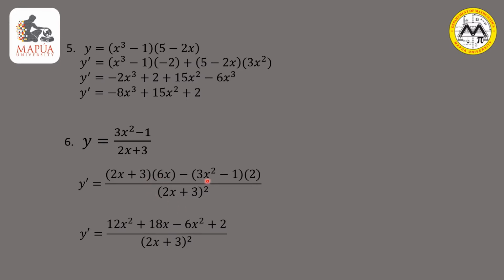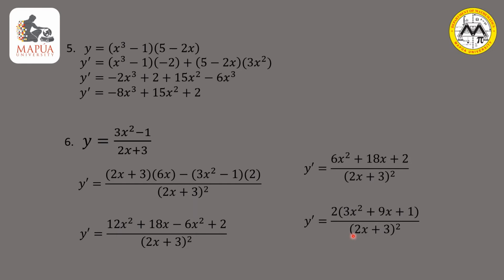When we multiply the factors given in these terms and we combine similar terms together, y prime would be given by 12x squared plus 18x minus 6x squared plus 2 divided by the square of 2x plus 3, or we will have y prime equal to 6x squared plus 18x plus 2 divided by the square of 2x plus 3. Or finally, write this as equal to 2 times 3x squared plus 9x plus 1 divided by the square of 2x plus 3.